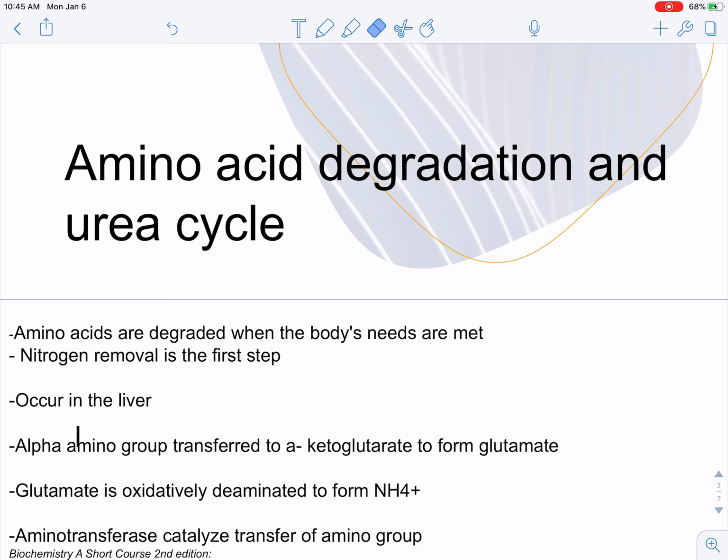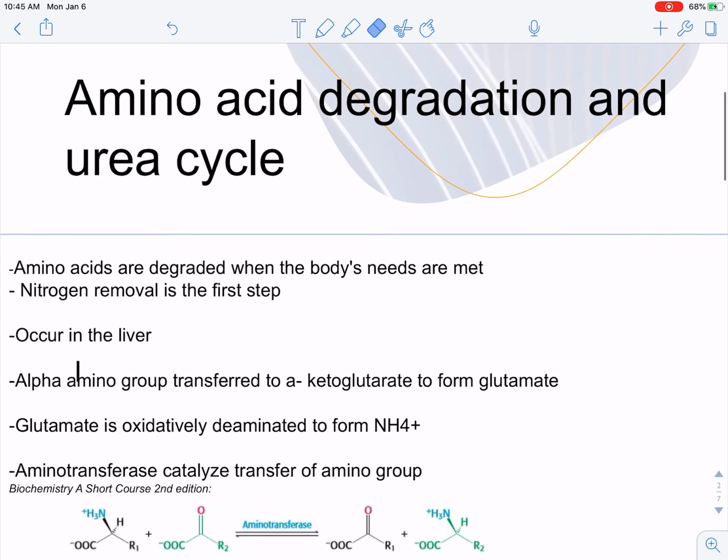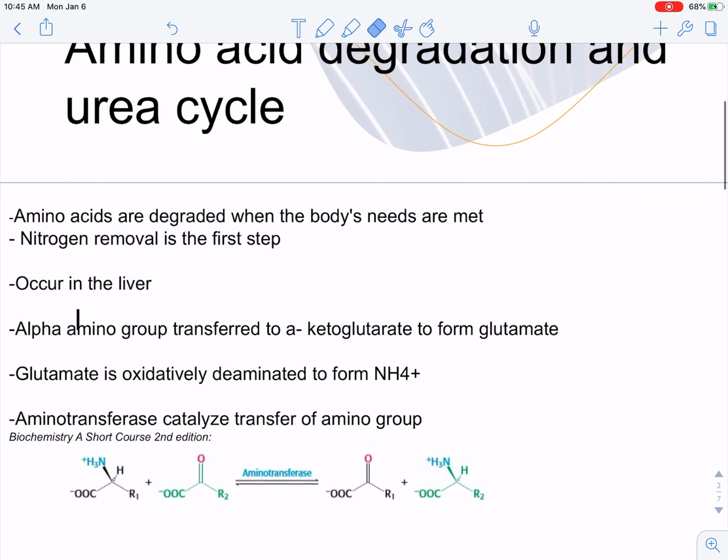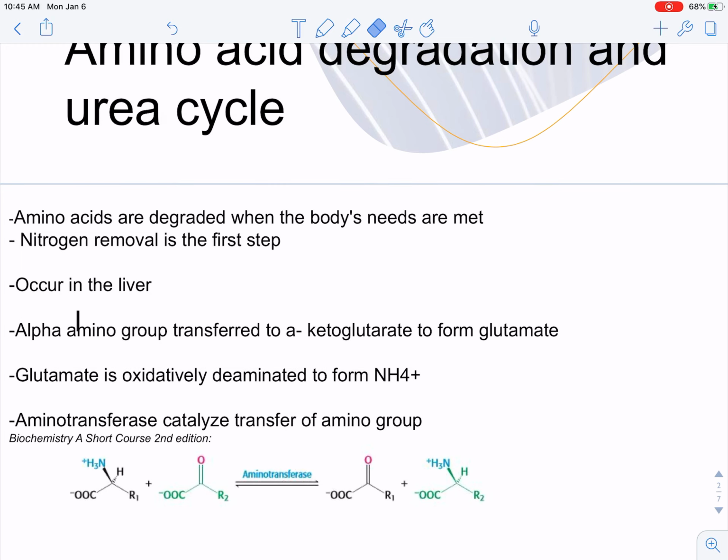Today we are going to be talking about amino acid degradation and the urea cycle. When the body's needs for proteins or amino acids are met, amino acids are degraded. The first step is the removal of the nitrogen, and this process occurs in the liver.